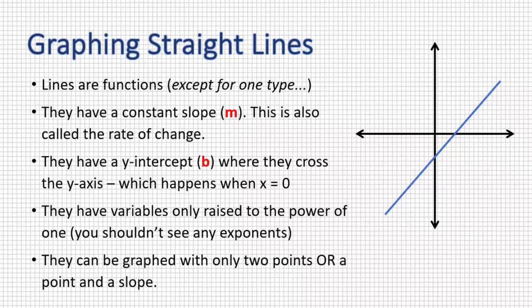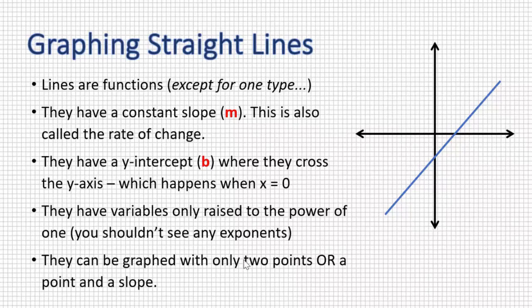All right, we'll dive into straight lines. We'll tackle graphing and writing equations for straight lines all in one go. So lines, or linear functions, are functions, except for one type. There's one type of straight line that does not qualify as a function. Can you think of which one?